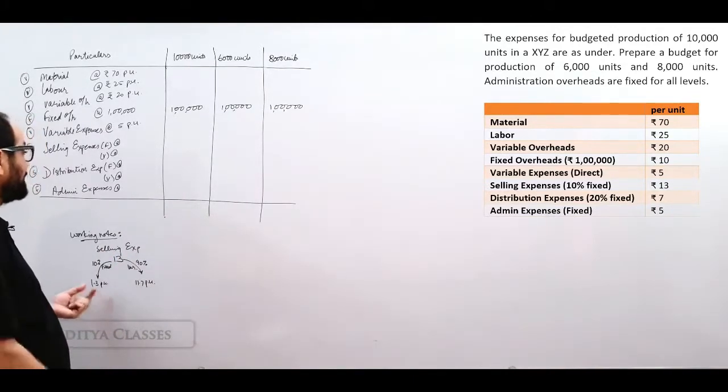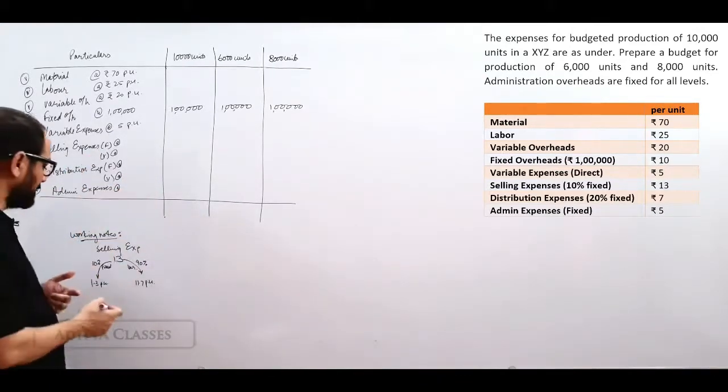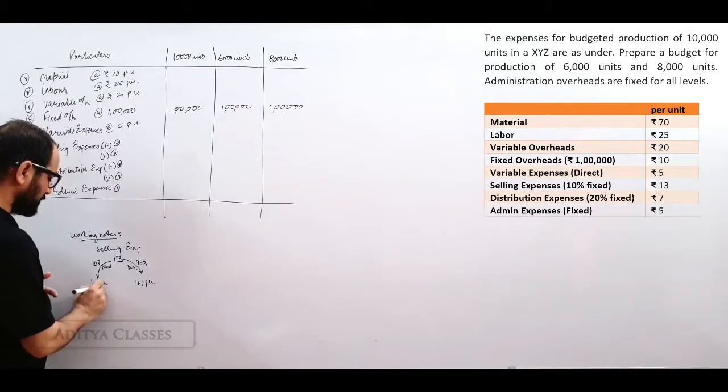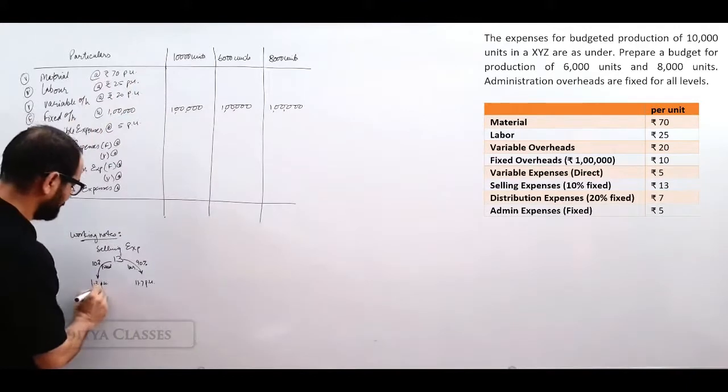Now this fixed component is per unit as given in admin expenses, but I need to convert it into the consolidated amount. So 1.3 per unit multiplied at present level of activity is 10,000.